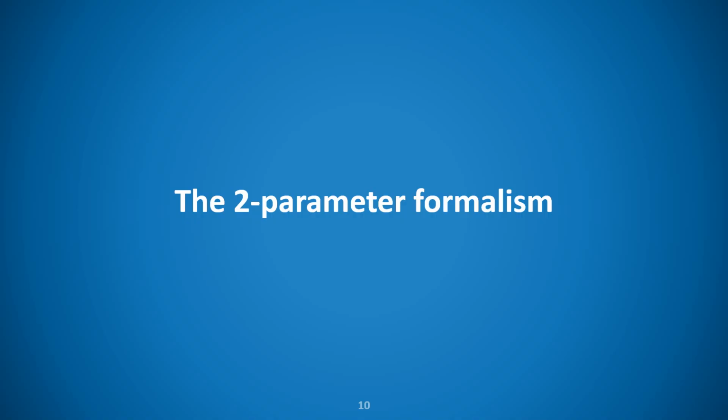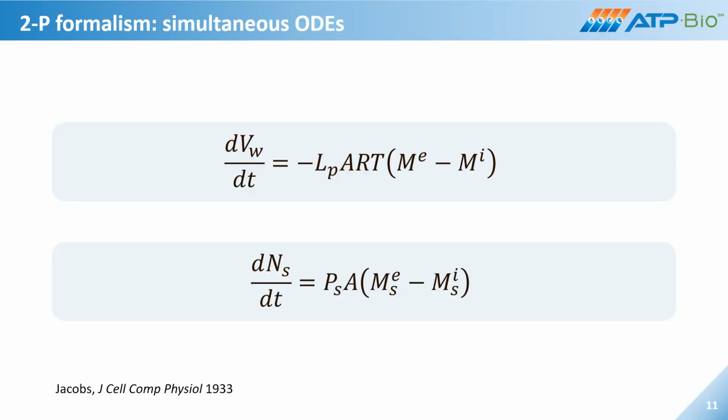We'll start our investigation of modeling with the 2-parameter formalism. This formalism comprises a pair of simultaneous ordinary differential equations, ODEs. In the first equation, the first term is the rate at which water is lost or gained by the cell. This rate is the product of L sub P, the experimentally derived hydraulic conductivity, the membrane area of the outside of the cell, the gas constant, the temperature of the system, and the difference between external osmolality, superscripted E, outside the cell, and internal osmolality, superscripted I.